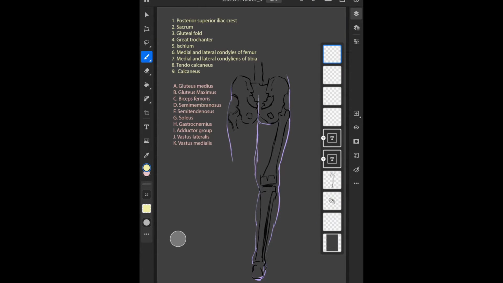Let's start with our anatomical landmarks, as always. We have our posterior superior iliac crest, which are these shapes here.